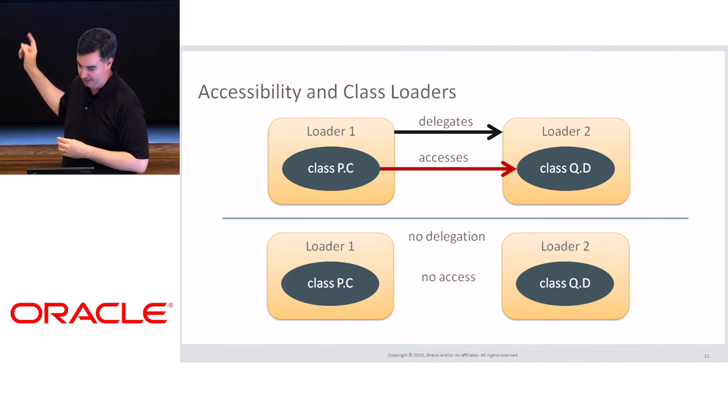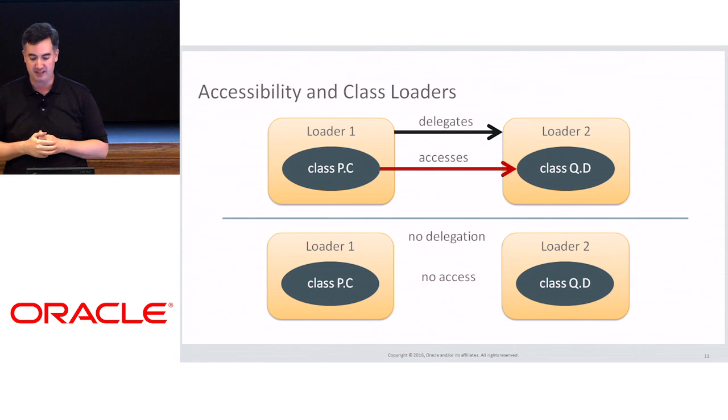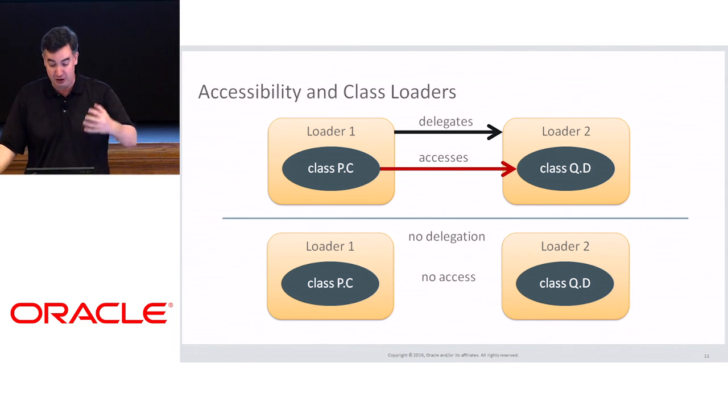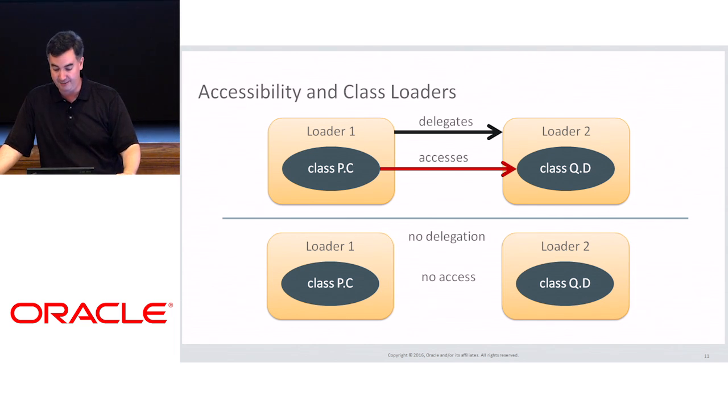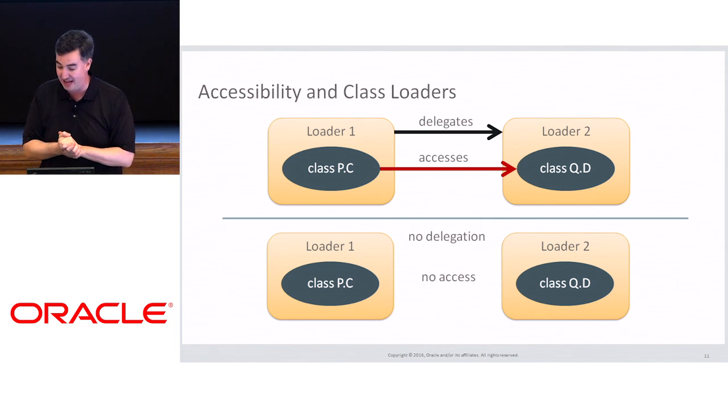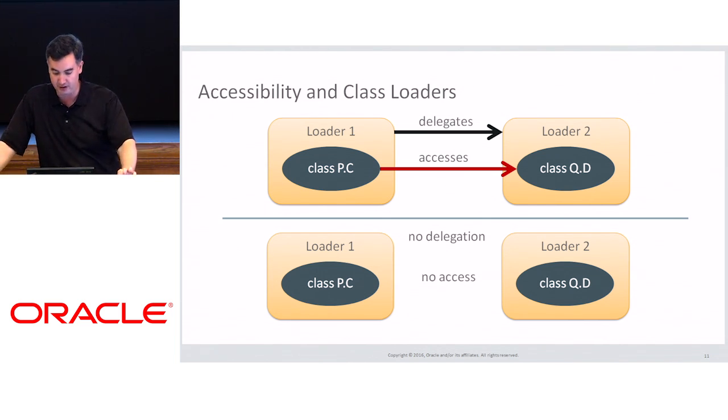In the top picture, class p.c is trying to access class q.d. The loader for p.c knows to delegate to some other loader for any class in package q, such as q.d. Only when that other loader has loaded q.d can the VM check its flags to see if p.c can access it. In the bottom picture, the loader for p.c has been set up to have no idea where to find package q, so no access to q.d is possible from p.c.